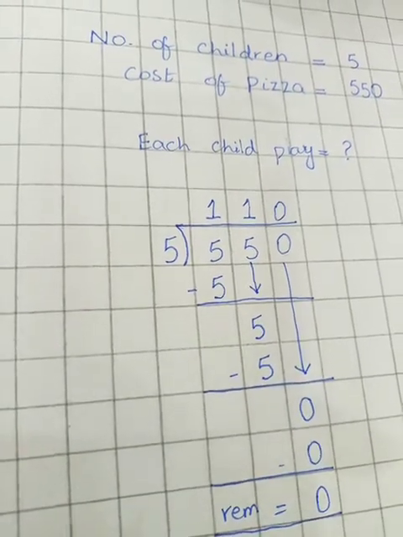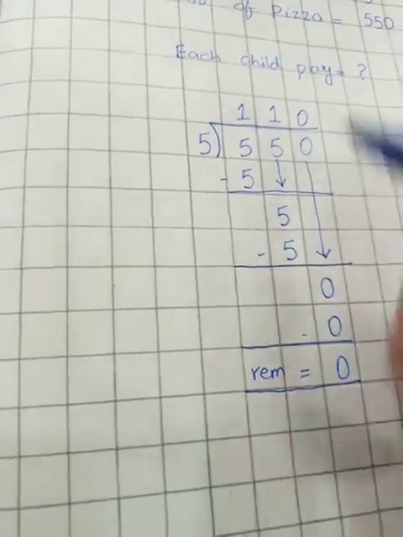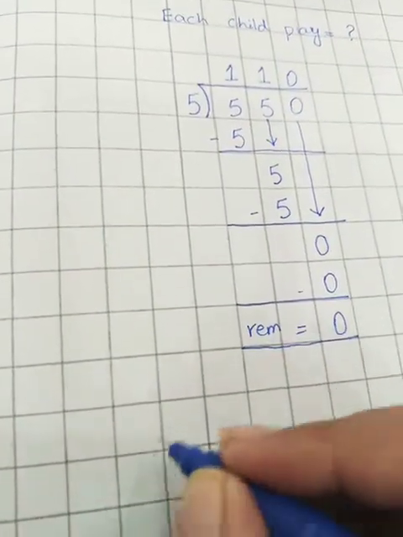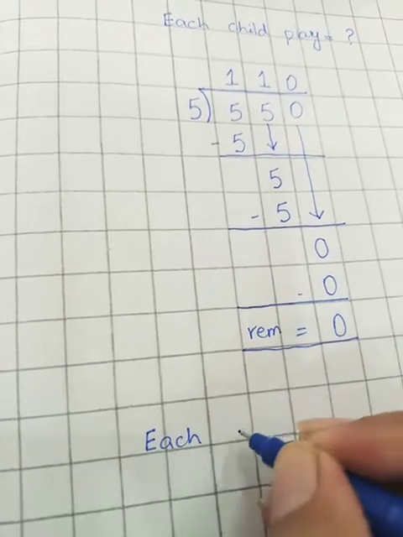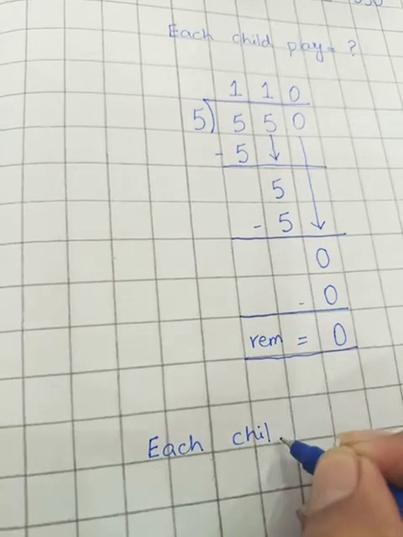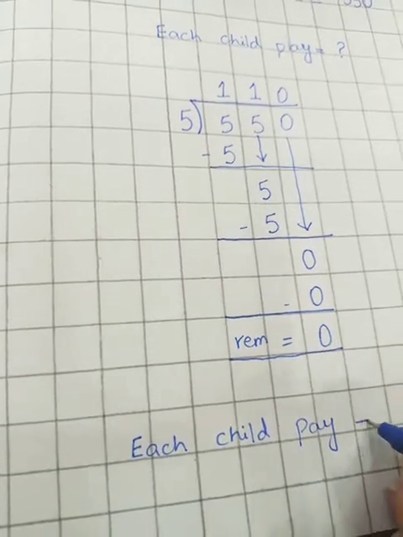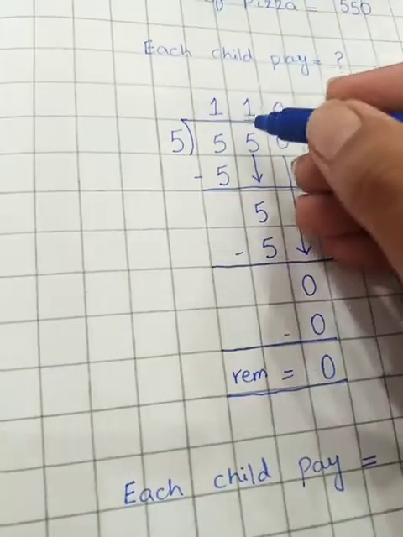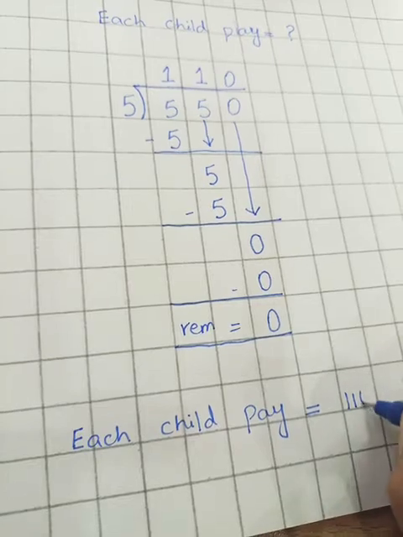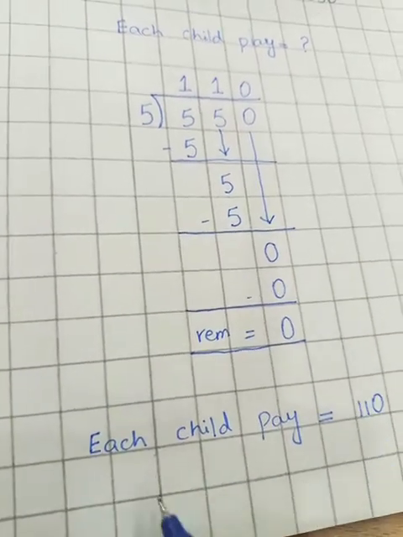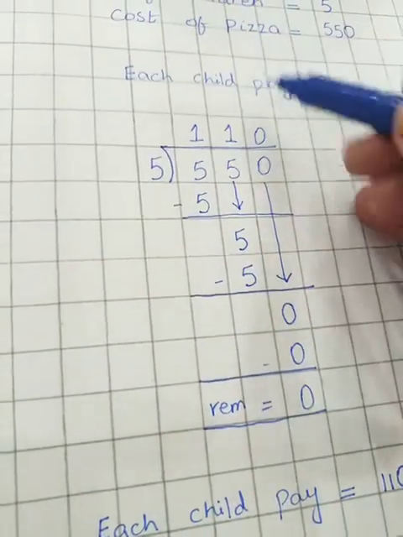Now come towards our answer portion. I am going to write my answer here. Each child will pay how many rupees? Students, tell me what will be my answer. Each child will pay is our quotient. The answer is in our quotient, and our quotient is 110. So students, here is my answer, 110. Each child will pay 110 rupees to order a pizza among the 5 children.